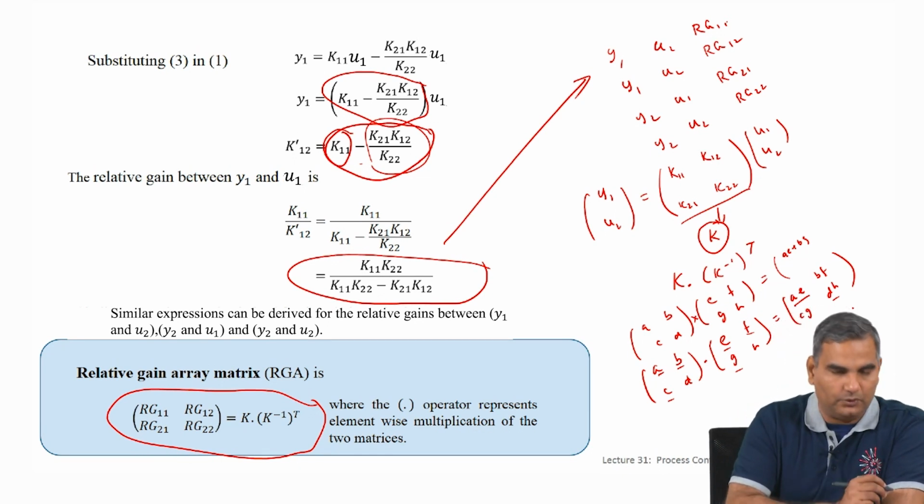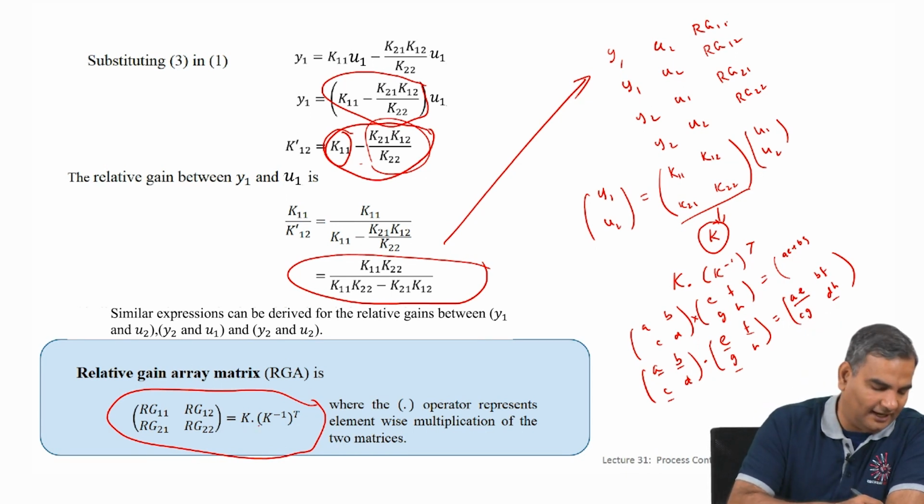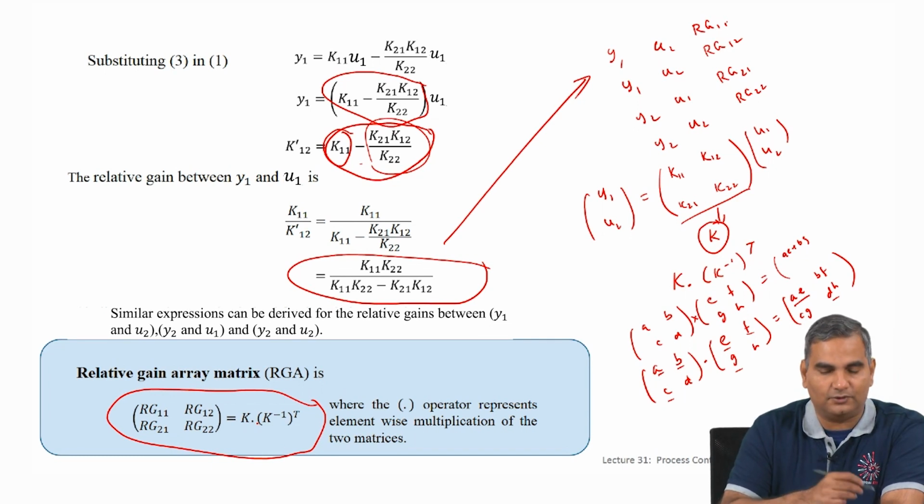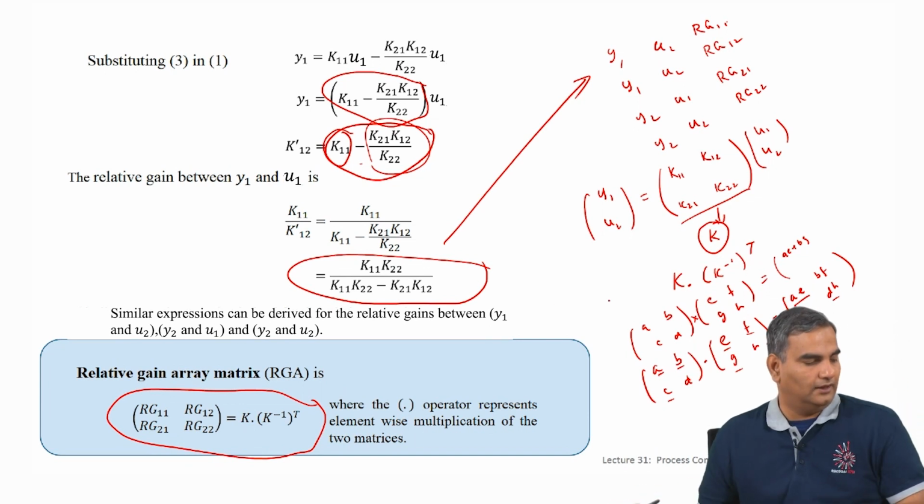The nice thing about this is that it generalizes to any size. If it is 3 by 3, again it is the same k dot k inverse transpose, except that the k matrix will be a 3 by 3 matrix. Similarly, if it is 4 by 4, k will be a 4 by 4 matrix and so on. In fact, it will be worthwhile for you to actually do this computation for 2 by 2 to see that these results match.